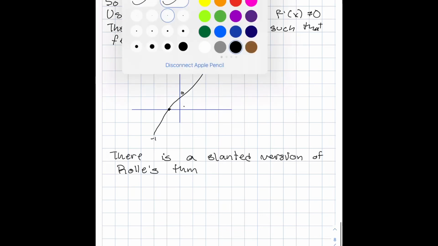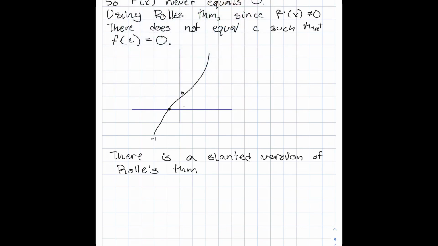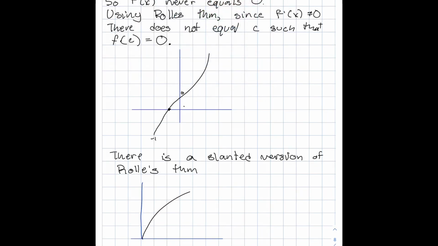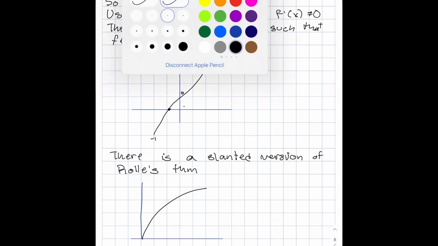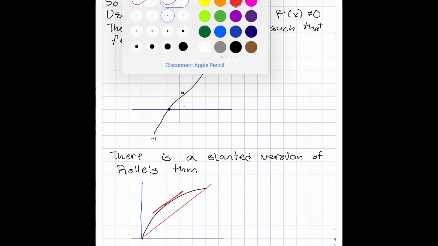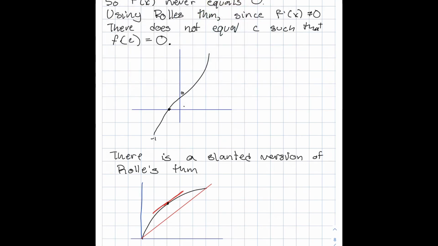All right, so if I draw a little picture, and I have this curve, we can see that from A all the way up here will be like that, and then there's going to be some point whose instantaneous rate of change is equal to the average rate of change over that interval. And that's what we mean by slanted version of Rolle's. Rolle's is a horizontal tangent, and now we have a slanted tangent.